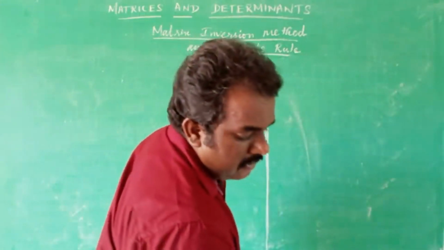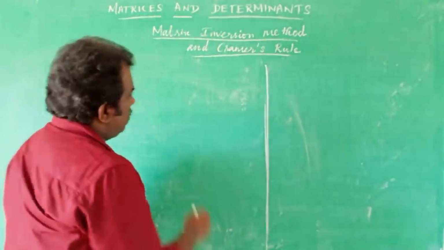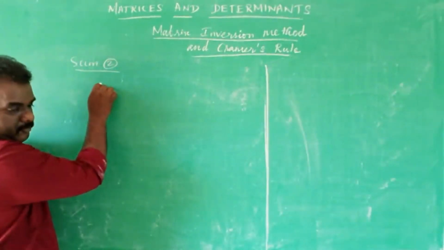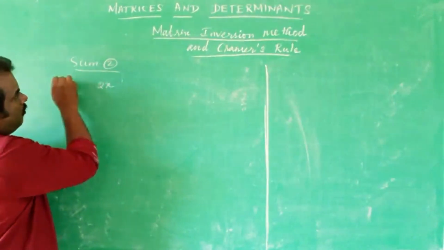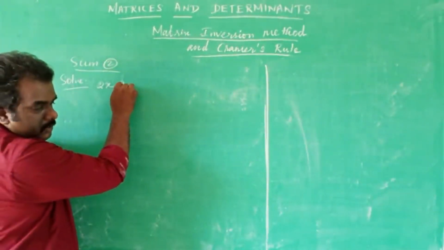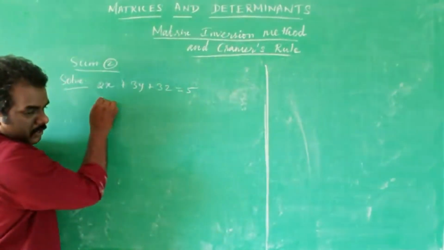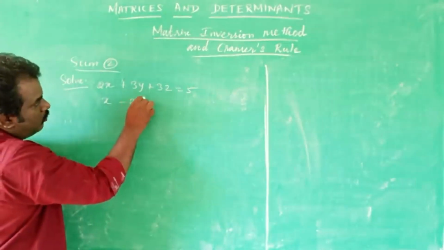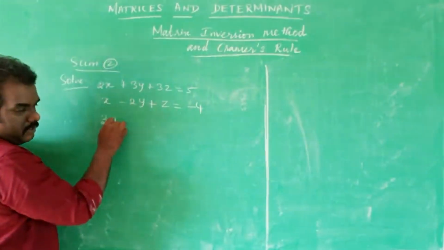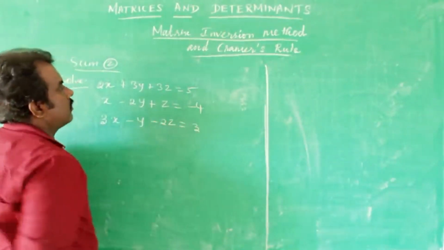Go for one more sum. The 3 unknowns are x, y, and z. And second sum number 2. Solve 2x plus 3y plus 3z is equal to 5. The next x minus 2y plus z is equal to minus 4. The next 3x minus y minus 2z is equal to 3.